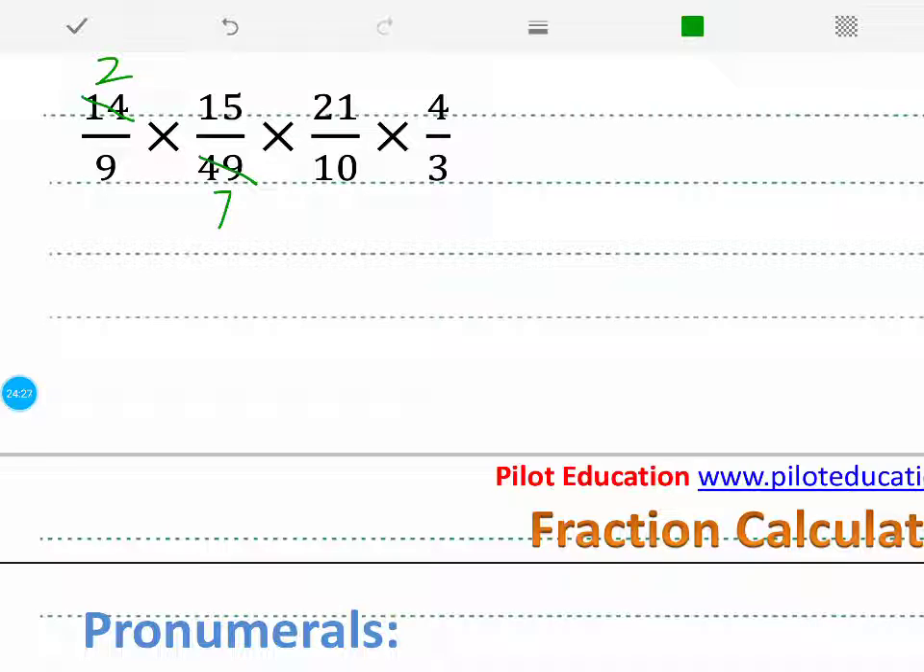And 9 and 15: the common factor is 3, so 9 becomes 3 and 15 becomes 5. Then 21 and 7 again. So 21 with this 7 becomes 3, and 7 becomes 1. And this 3 and that 3 become 1 and 1. Then 5 and 10 become 1 and 2.